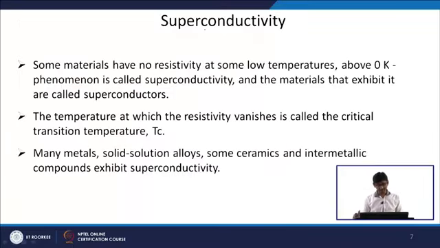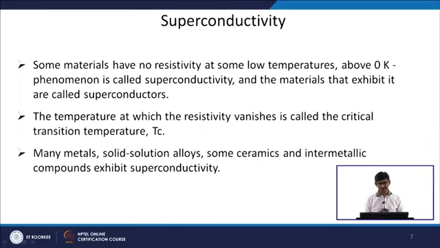Especially ceramics are some of the materials which show superconductivity. So, these show very nil resistance at some temperature, but these temperatures are usually much lower. Like at liquid nitrogen temperatures, or below that, they show superconductivity. Okay. So, the temperature at which the resistivity completely becomes 0 is called the critical transition temperature, TC.